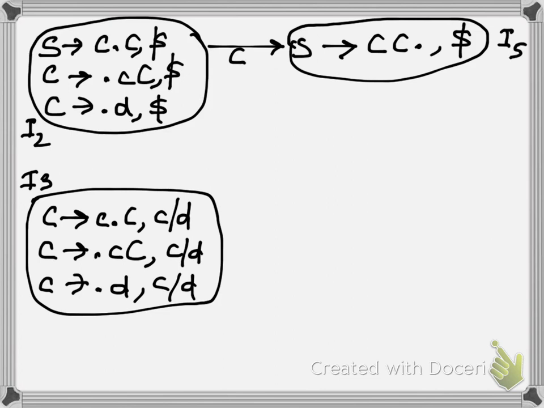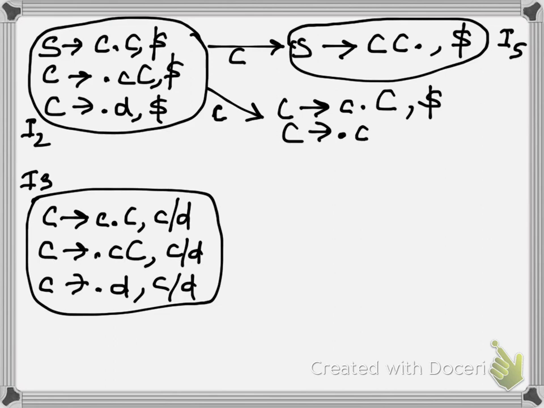Then on small c, this moves to C derives small c dot capital C and dollar. Then we expand for C, so dot C capital C, and then first of dollar is dollar, then C is dot D and first of dollar is dollar.